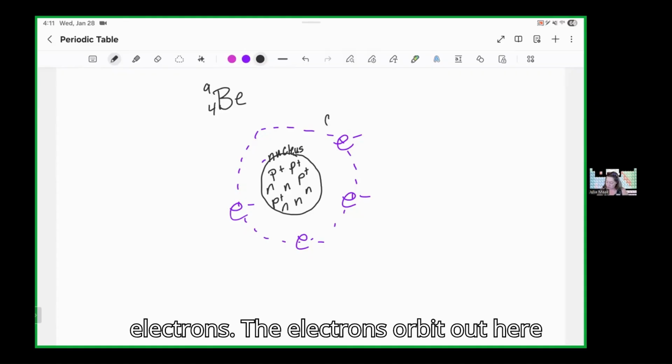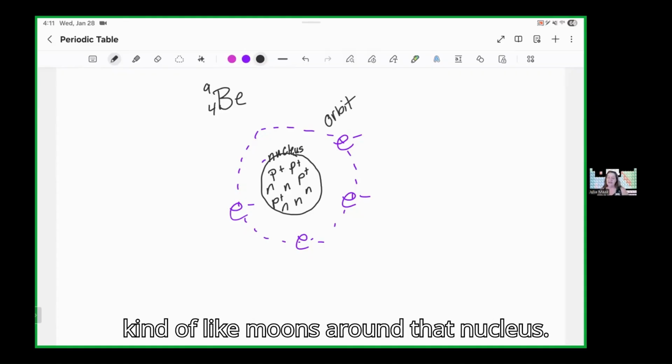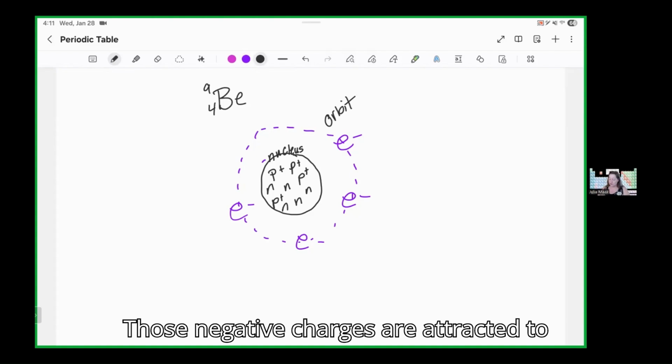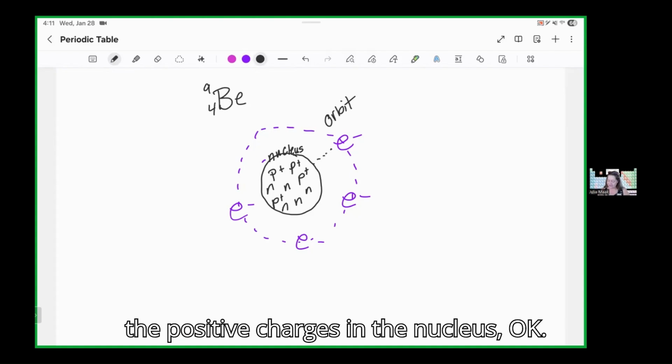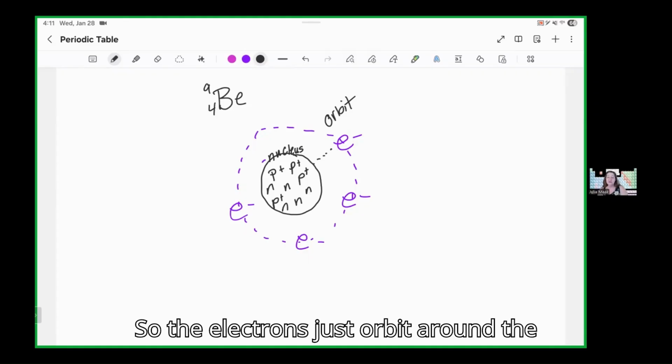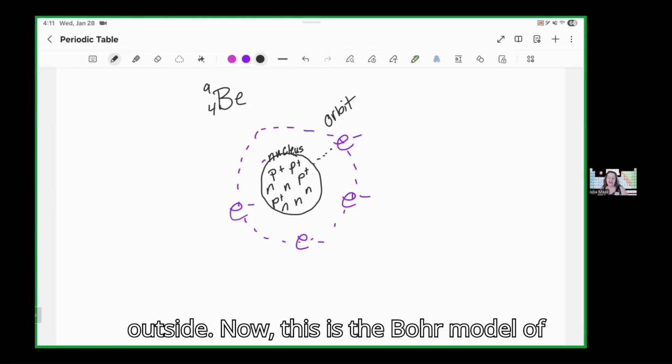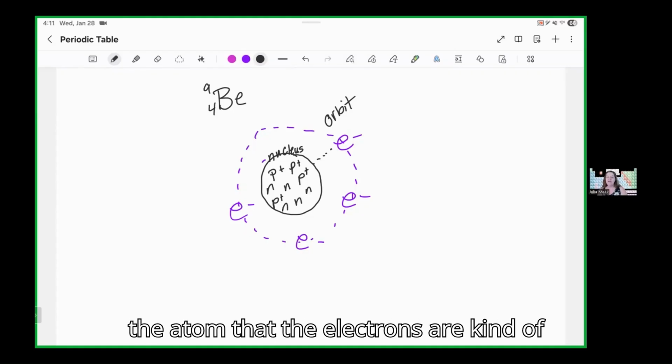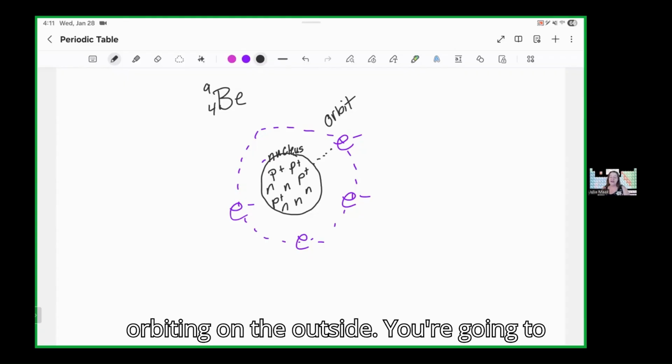The electrons orbit out here kind of like moons around that nucleus. Those negative charges are attracted to the positive charges in the nucleus. So the electrons just orbit around the outside. Now this is the Bohr model of the atom, where the electrons are kind of orbiting on the outside.